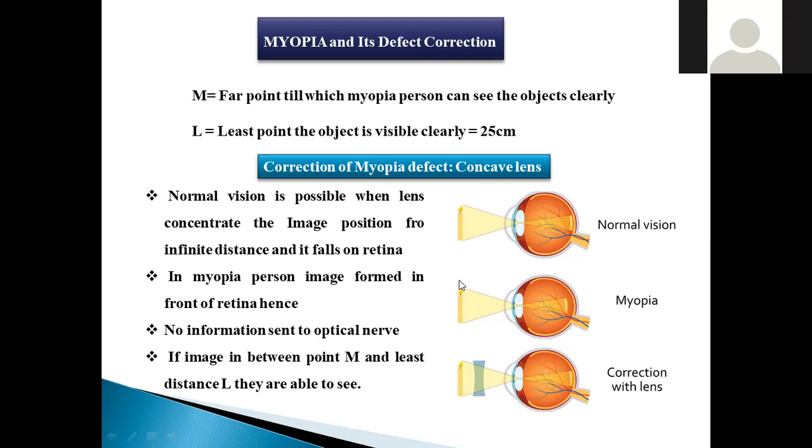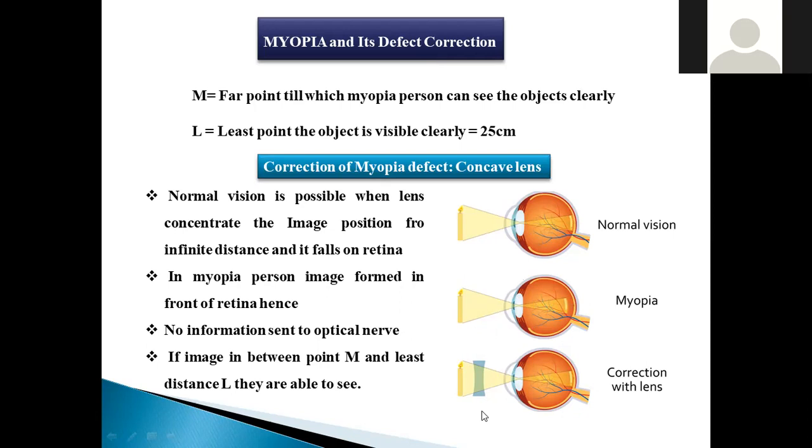In the second condition, the object was placed at the same distance, but the person is now suffering from myopia. If he is suffering from myopia, this object's picture is not falling on the retina. Instead, it falls in front of the retina. The object's picture is placed in front of the retina. So this condition is said to be myopia.